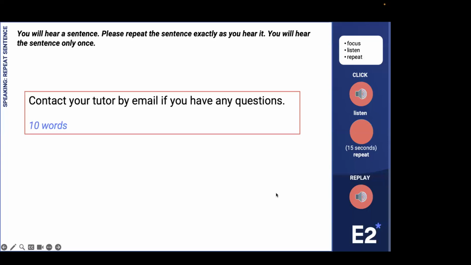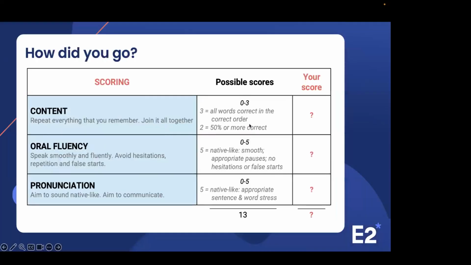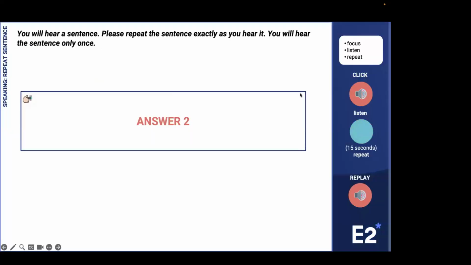Okay, we've got to make sense of what we hear as best as we can. 3 for content, so 50% or more, you'll be getting 2, 100% you'll be getting 3. Let's have a look at the second one.